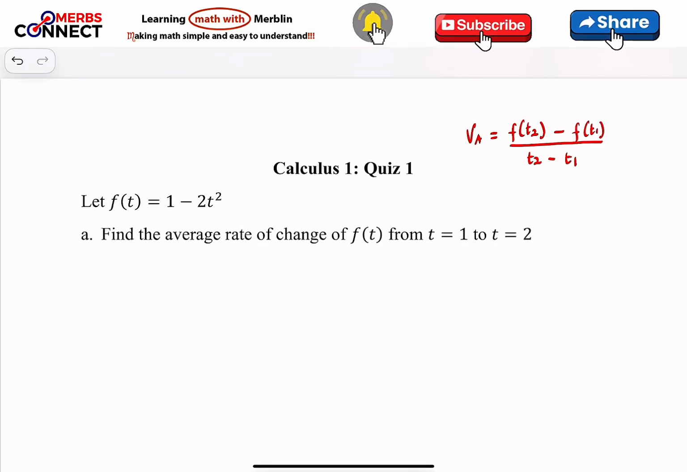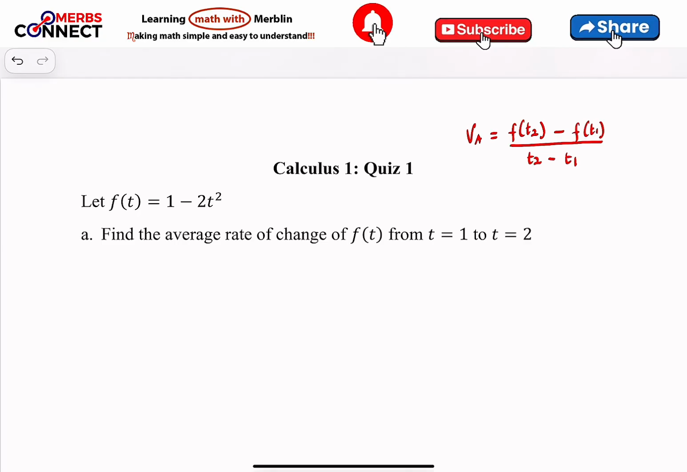Thanks for joining us. I'm going to guide you through the solution for discussion quiz 1, some of the mistakes some of you were making, and some tips and things that you need to know as well. So here we want to find the average rate of change from t is equal to 1 to t is equal to 2.